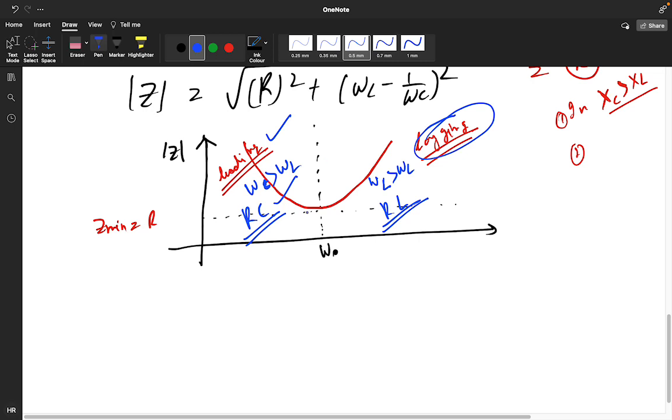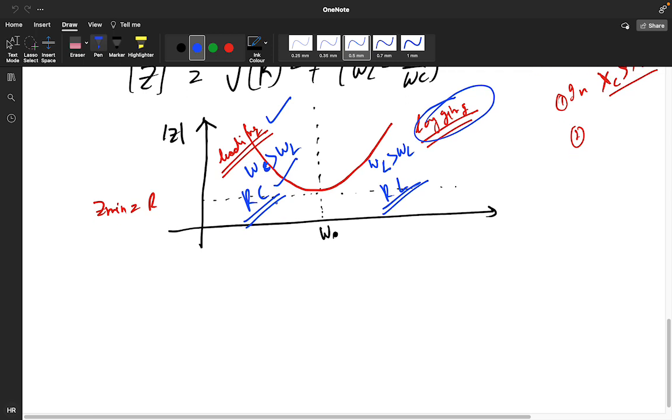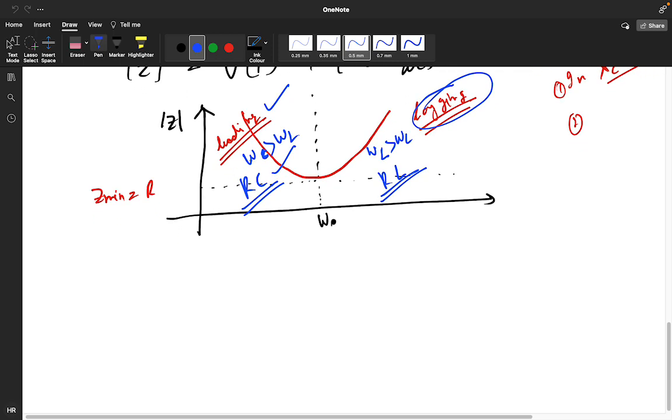Leading, lagging. Even if you write lagging here and leading here, then if you are writing lagging here, you have to write omega L is greater than omega C here, and if you are writing leading here, you have to write omega C is greater than omega L, and this will become the RC network, and this will become the RL network. It's just a representation. Okay, but this is the ideal representation.